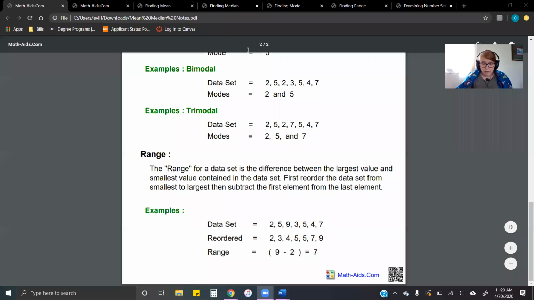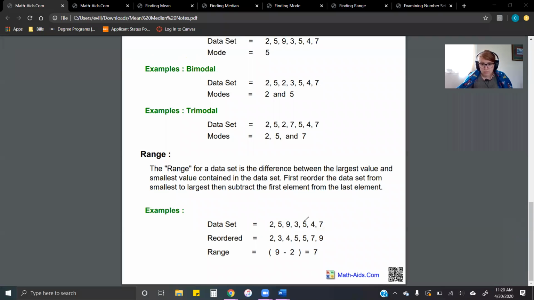So here we have the numbers 2, 5, 9, 3, 5, 4, 7. Those are our numbers. We have to put them in order from least to greatest, so 2, 3, 4, 5, 5, 7, 9. What it's telling you to do is take the largest number, which is 9, and then subtract the smallest number from it. So 9 is our largest number, and 2 is our smallest number, so all we have to do is 9 minus 2. 9 minus 2 is 7.